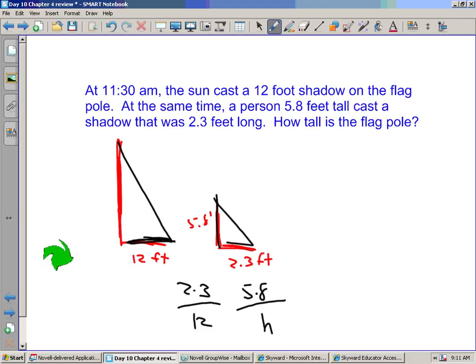Find out that the height of the pole is about 30.3 feet. Again, if you set up the person's height with his shadow and the object's height with its shadow, it's just using similar figures.